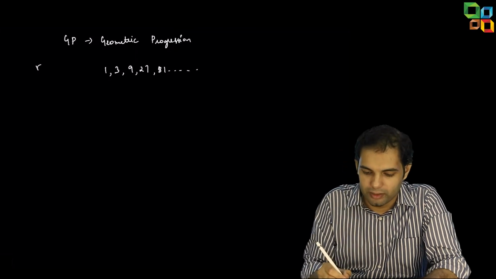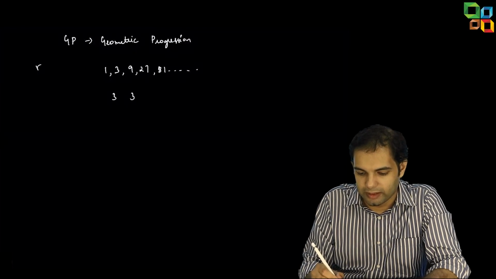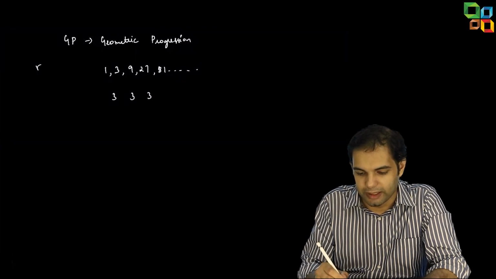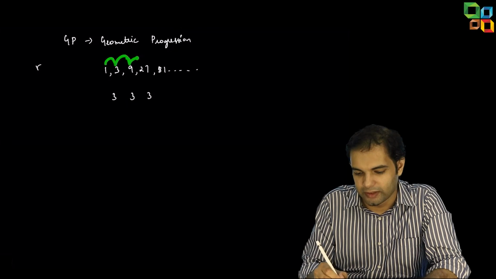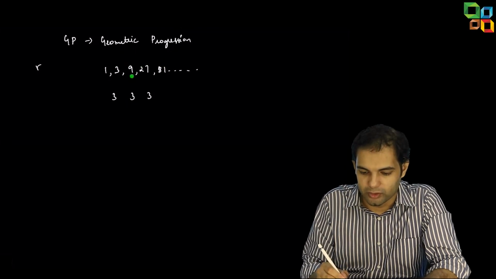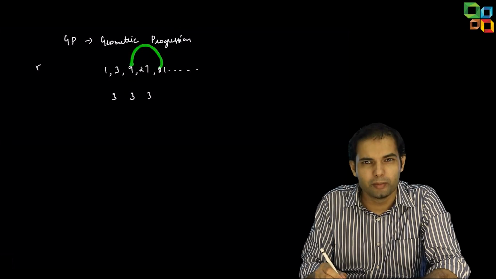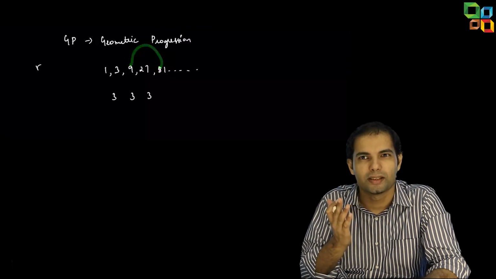3 by 1 is 3. 9 by 3 is still 3. 27 by 9, the same, because I'm multiplying by the same number. So I multiply by 3 to get this sequence. You can see that, right? So if I divide any two consecutive terms, I'll get 3 itself. Suppose I skip a number. If I divide 81 by 9, I'm going to get 3 square, because I multiplied twice.